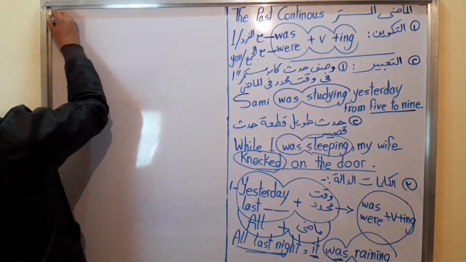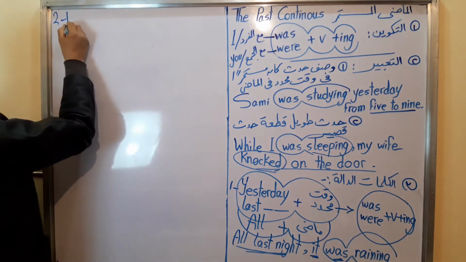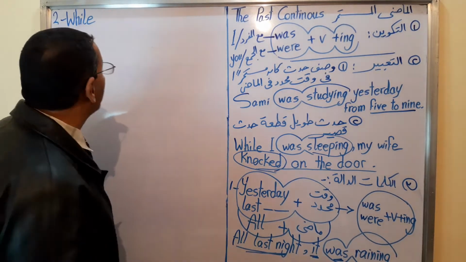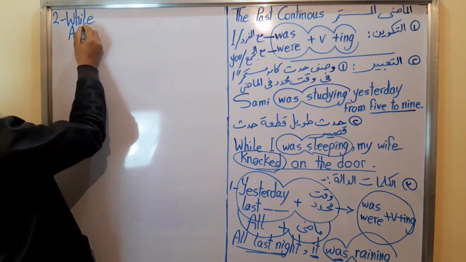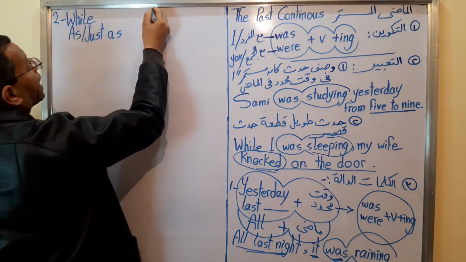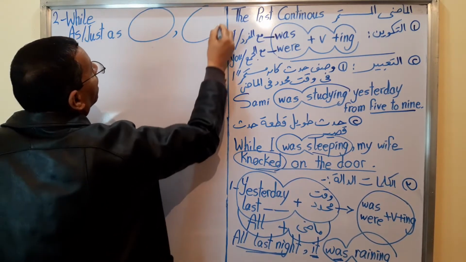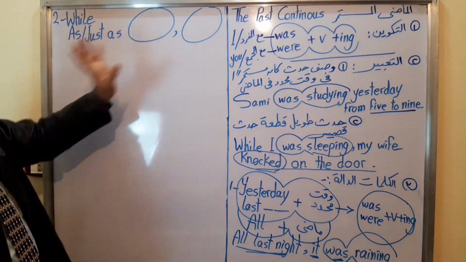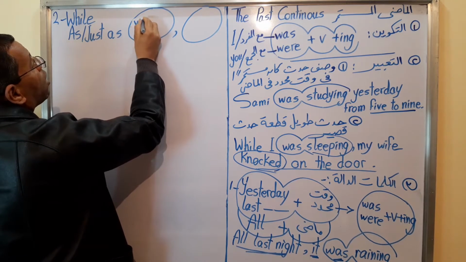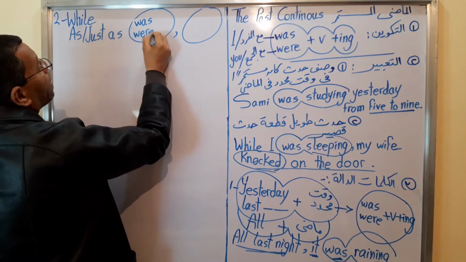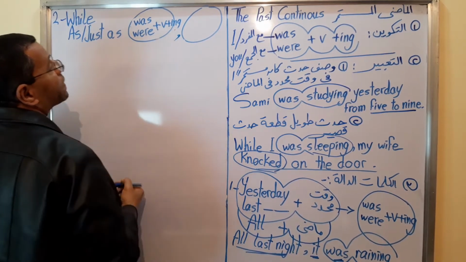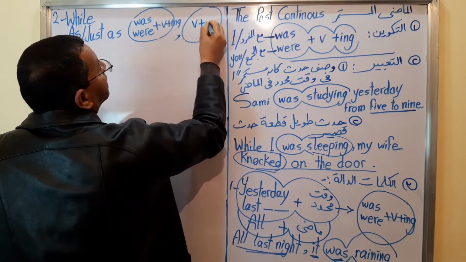The second keyword we have is while. While is a connector that connects two sentences. While or as or just as: the same. We have two actions where one is interrupted by another action. The first is the long action, was or were plus verb ing. The second is past simple, verb plus ed or an irregular verb.